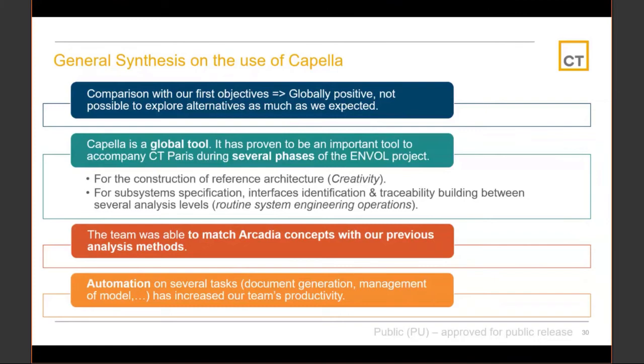The third point is the productivity of the employees using Capella, which has been raised, at least in the number of documents generated. We can see that because we are producing more information, more documentation. That's not actually the best KPI. It could be interesting to have a deeper study on the use of Capella for productivity and the exact role of automation. But we know that we produce more information. The question is, is it the best KPI to evaluate Arcadia? But for us, it was important.